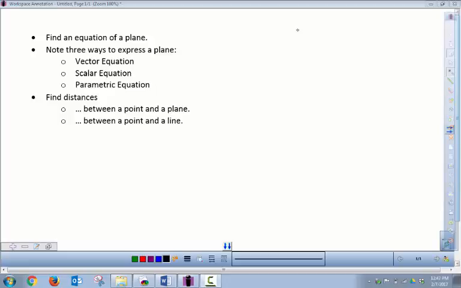We know everything about lines now, and now we're starting to do planes. The basic idea behind a plane is to find the equation. The two main things we need to find the equation of a plane are a point and a normal. So let's assume that we have a point.